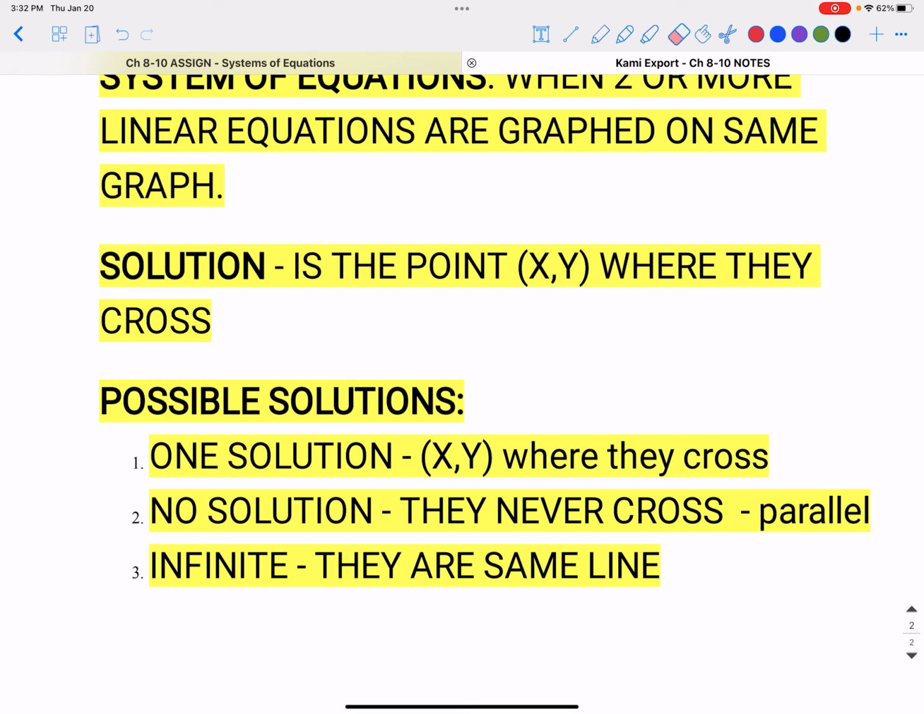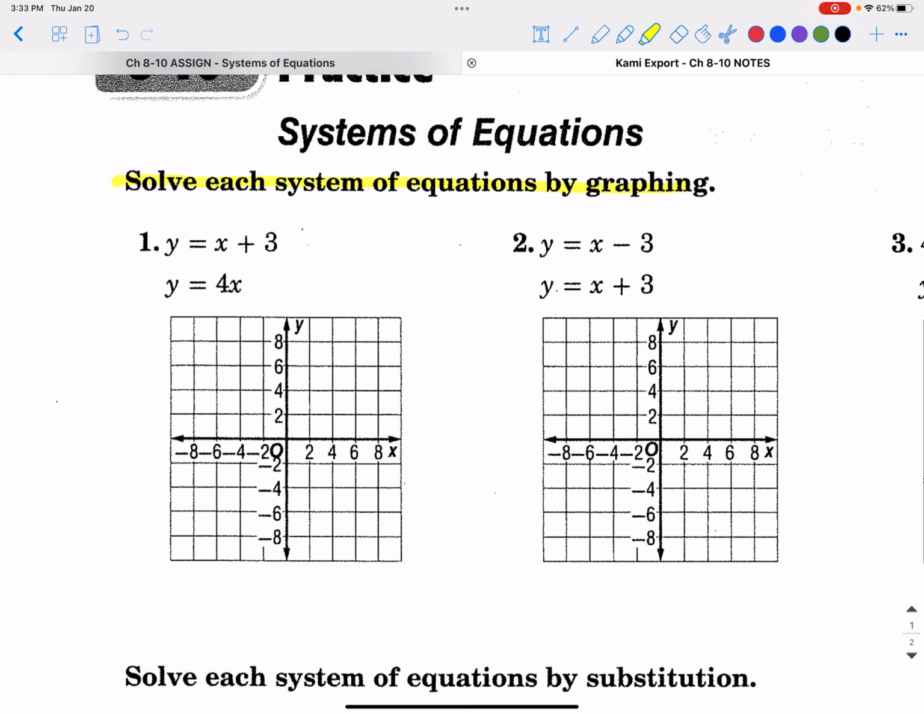So I want to work a few of these with you. Notice the instructions. It's really important that you read the instructions every time. Notice our first instructions are to solve each system by graphing. So they want you to graph each line and then see if they cross.